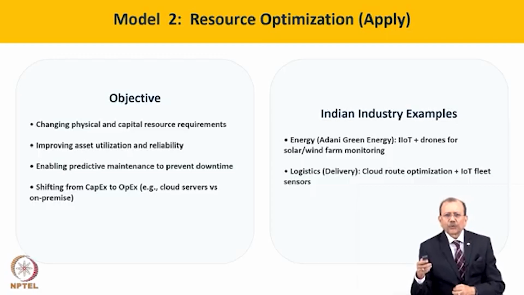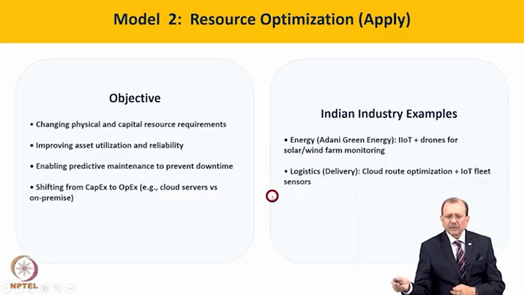Similar examples I have tried to provide you in case of other models, like resource optimization we were discussing. The examples can be like this: logistic delivery. Companies like DHL are using logistic delivery, and a company like Adani Green Energy is using drones for monitoring of the windmill farms. As we know, Adani Green Energy is in the business of installation and providing solar energy and windmill energy, and they call them windmill farms. For that monitoring purpose, they use technologies, including IoT.